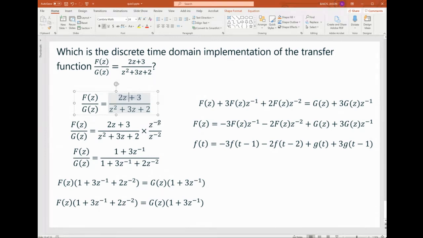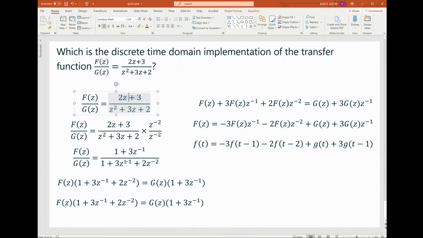So I'm going to multiply this by z to the minus second power divided by z to the minus second power, which is just equivalent to multiplying by 1. But it gets all these z exponents down to be less than or equal to 0. So I end up with 1 plus 3z to the negative first power divided by 1 plus 3z to the negative first power plus 2z to the negative second power. Okay, and then now what?